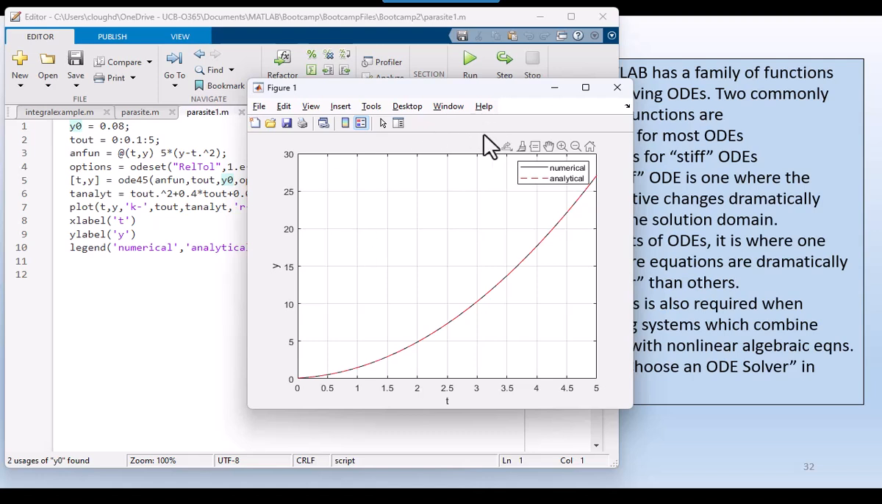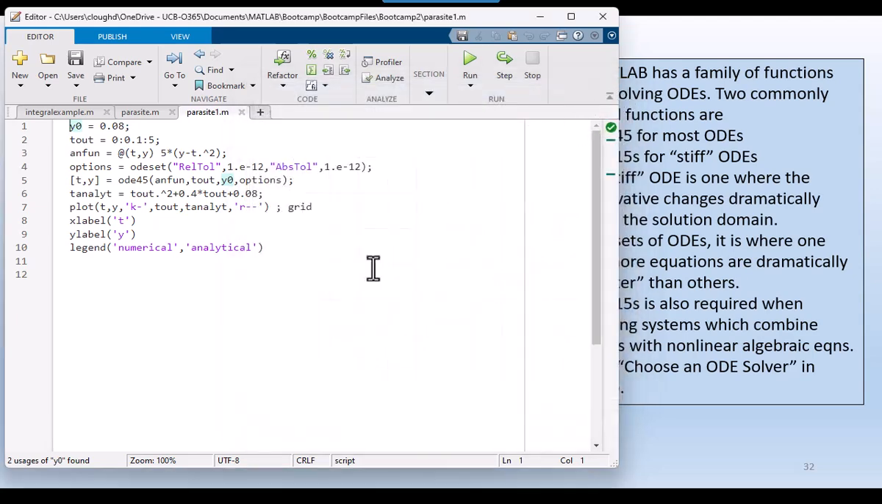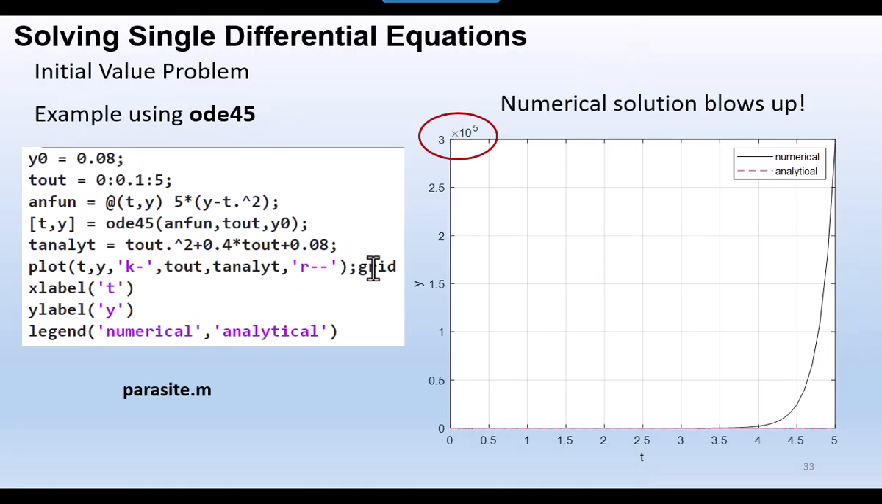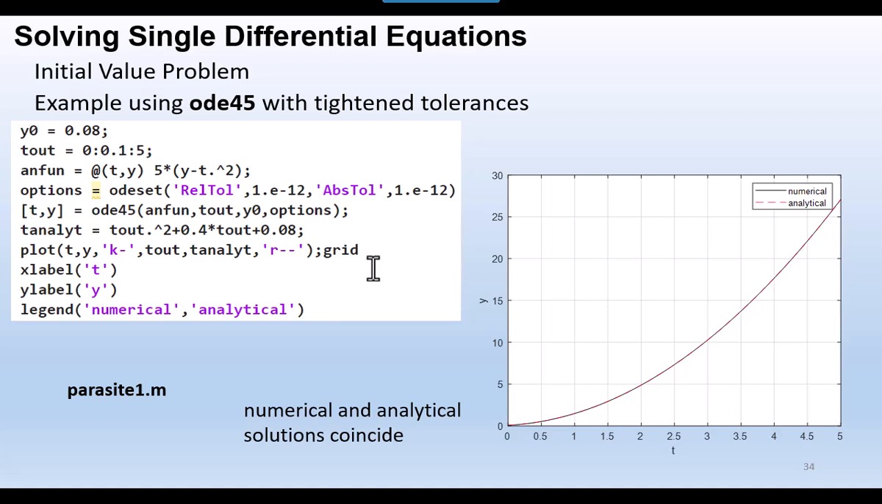Okay, so let's go back over to our slides and look at our first solution just using ODE45 simply, and we see here that it blows up. And then we look at the second solution where we put in the tight error tolerances, and we see that it solved the equation adequately with very little error.